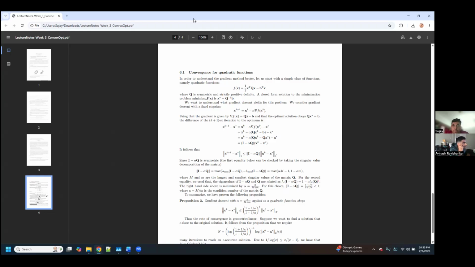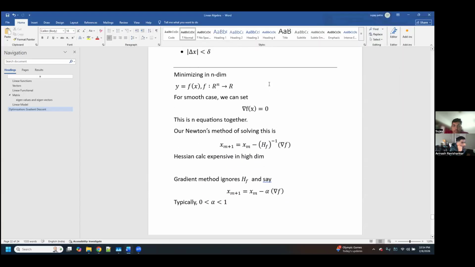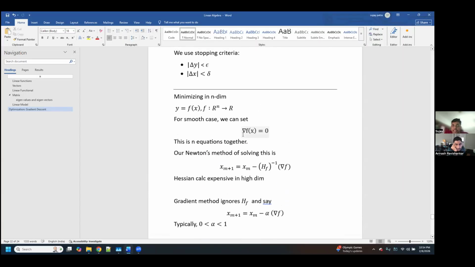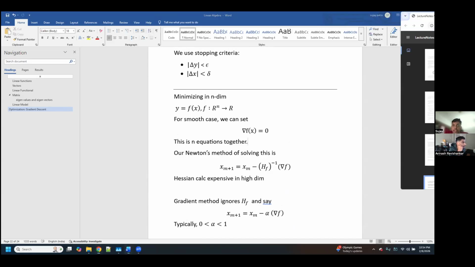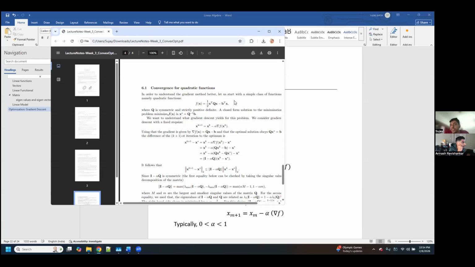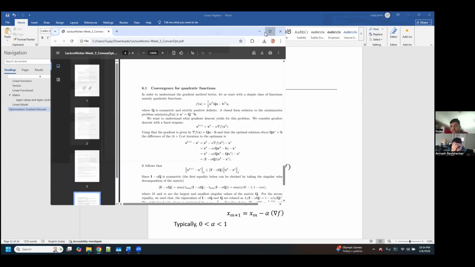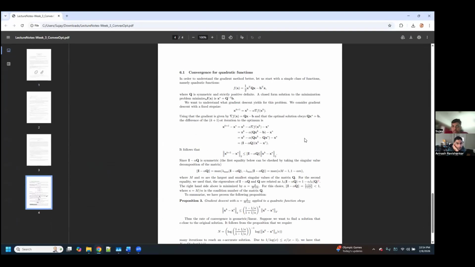So just like I talked about here, for the smooth case, we can set the derivative to 0, and this is like n equations together. In general, solving it is difficult. But if the function is truly quadratic, then we can solve it quickly because it's just Qx equals b. So the solution is Q inverse b, and we know the true solution. Then we can check what gradient descent is doing and whether it's doing well or not.